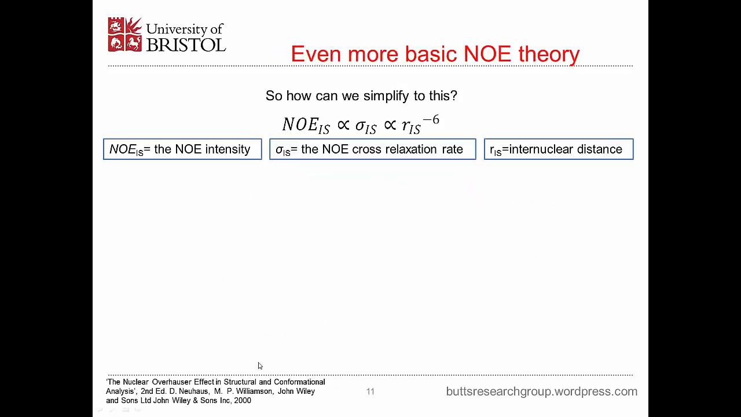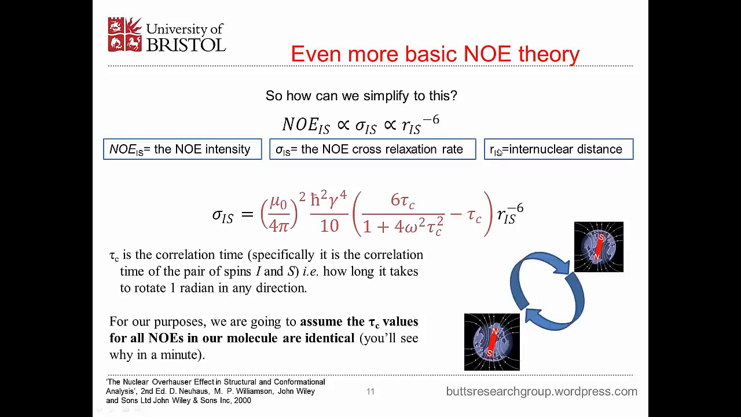If you want to know the details of this, you can go and look in Neuhaus and Williamson's fantastic book on NOE structure and conformation analysis. It'll go through the equations, to the joy of all. So how do we get to the simplification that I'm going to make? Well, depending on which equation and what regime you go into, you get a different equation.